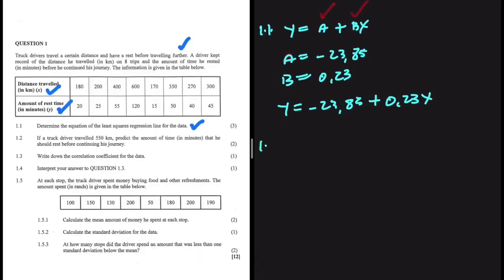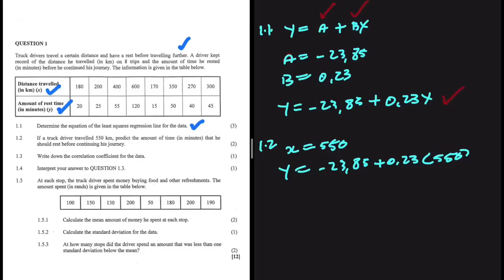Let's move forward and do 1.2. If a truck driver traveled 550 kilometers, predict the amount of time in minutes that he should rest before continuing his journey. So we are given an x equal to 550, and we want the y, which is the amount of time. We are substituting 550 into this equation. If we do that, we're going to have minus 23.85 plus 0.23 multiplied by 550. I need to put that in my calculator.